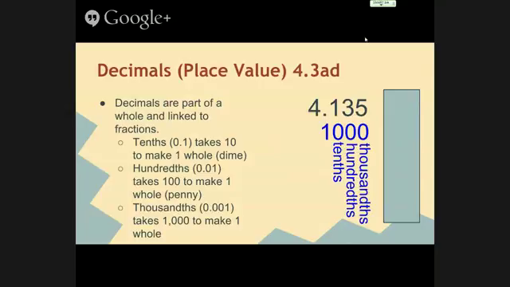It's kind of an awkward way to say that, 4 and 135 thousandths, because you're saying 100 and then you're saying thousandths. The thousandths is where they get tripped up most. And I'll talk about other common mistakes later on.